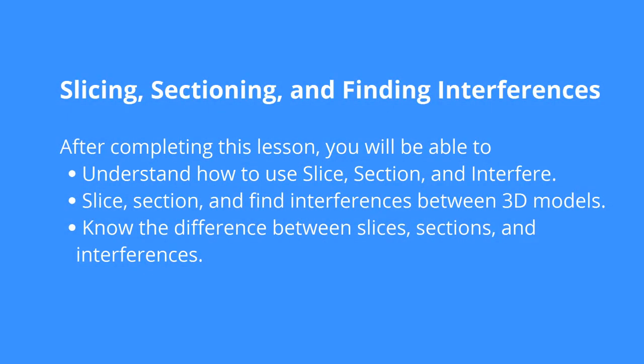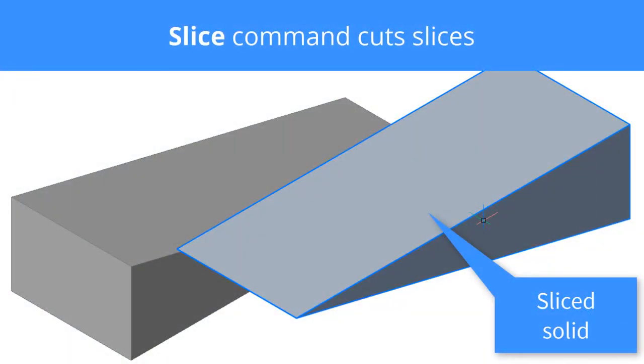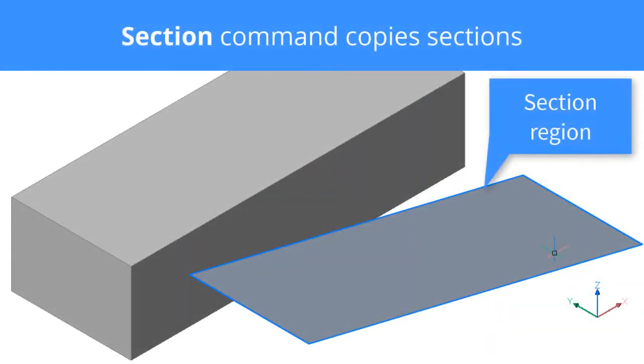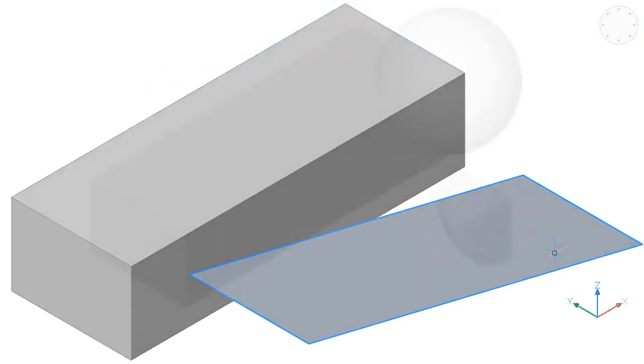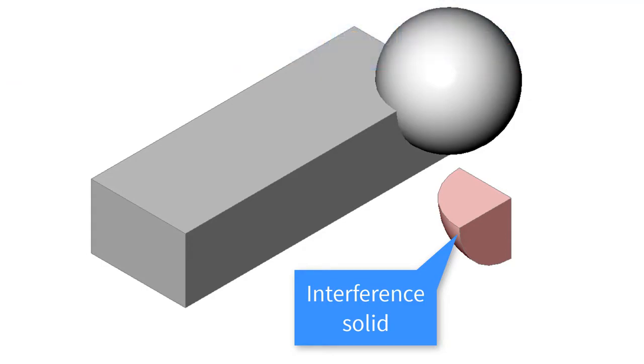BricsCAD has ways to manipulate 3D solids through slicing them, sectioning them, and finding interferences. The slice command cuts 3D solids into two halves. The section command extracts a region like a slice of cheese. The interfere command finds volume common with two sets of solids and extracts them as a single solid.